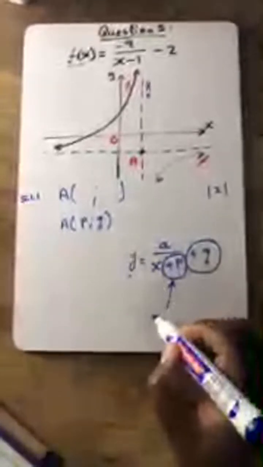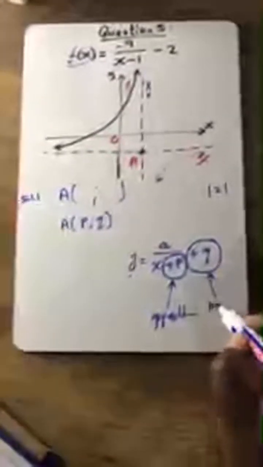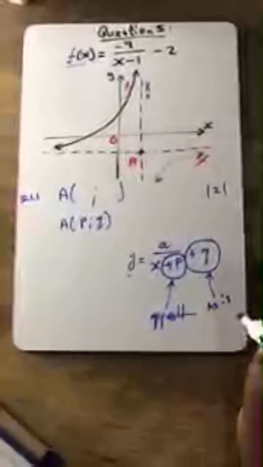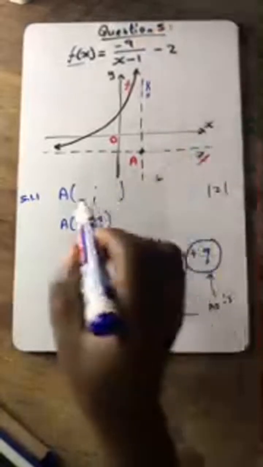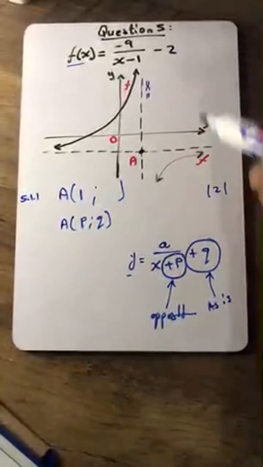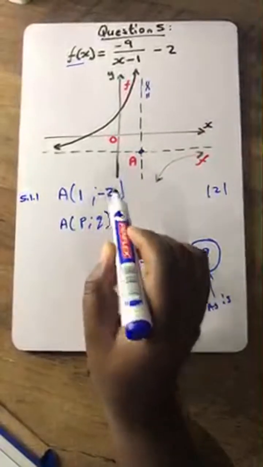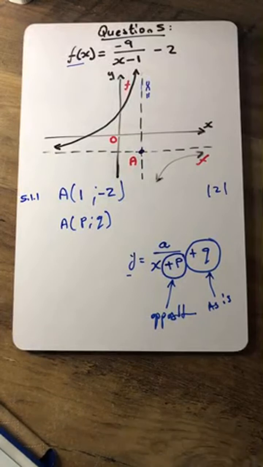So let's see. This P, you take it with its opposite sign, but this one, you take it as it is. When you look at that, you realize your P is -1, so you need to write it with its opposite sign. That means it's going to be 1. And then your Q, you take it as it is, meaning it's going to be -2. So that is how you would work it out. It seems like Matapelo has got it correct.